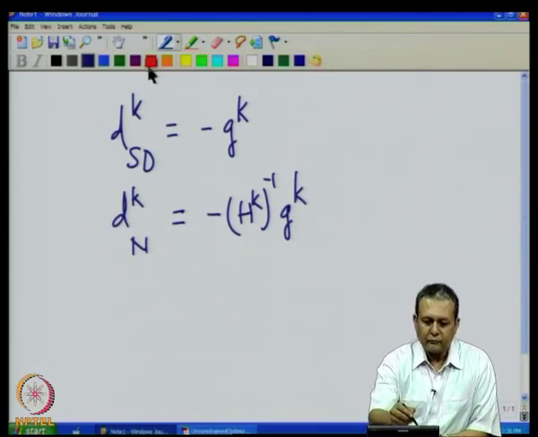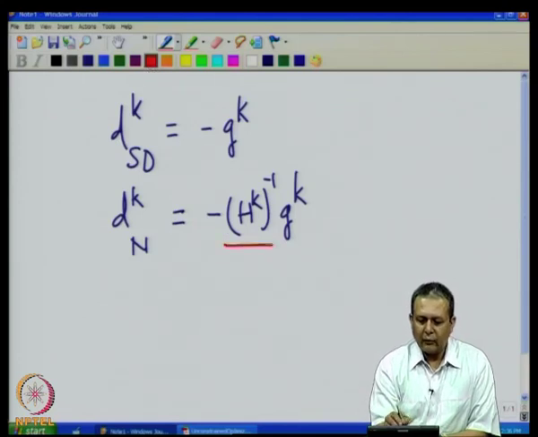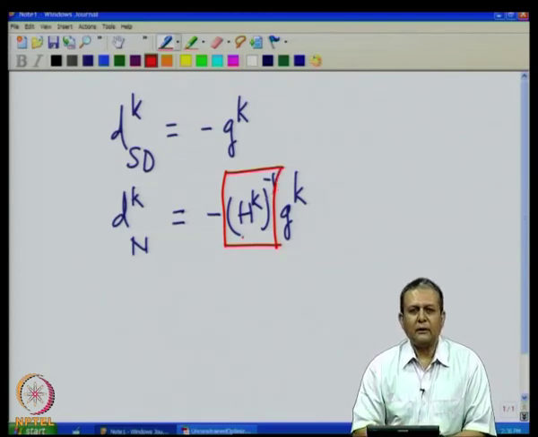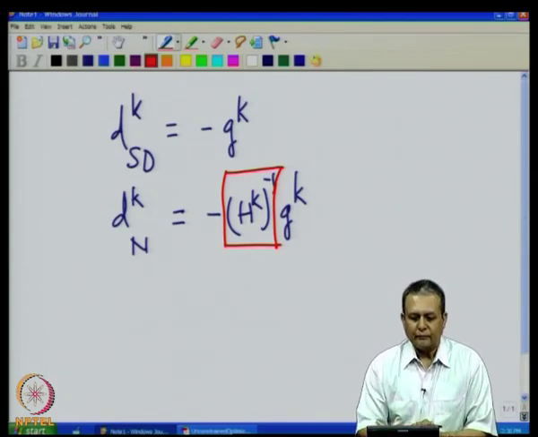And if you look at the computation which needs to be done for Newton method, you will see that it requires computation of the inverse of a Hessian matrix at every iteration, and that computation is very expensive. It requires order n cube effort if n is the size of the Hessian matrix, or the Hessian matrix is of the size n by n. Hessian matrix is always a square matrix.